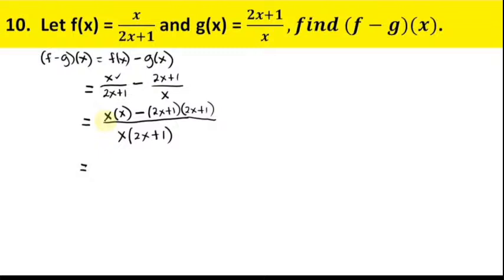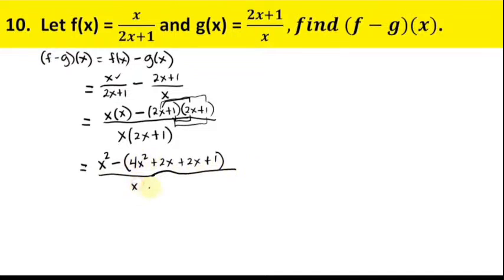Then equals x times x, that is x squared. Then subtract ito, i-distribute natin or using FOIL method when you're multiplying 2x times 2x, that is 4x squared. Then this one, 2x times 1, that is positive 2x. Then 1 times 2x, that is 2x. And 1 times 1, that is positive 1 over x times 2x plus 1.